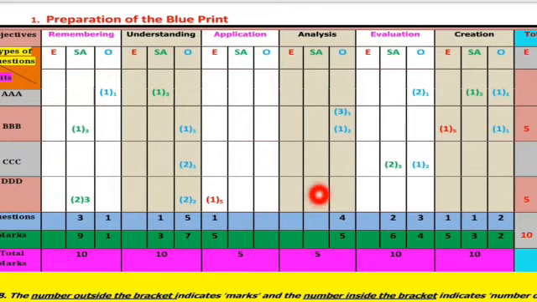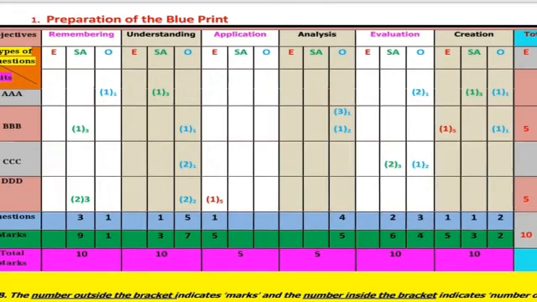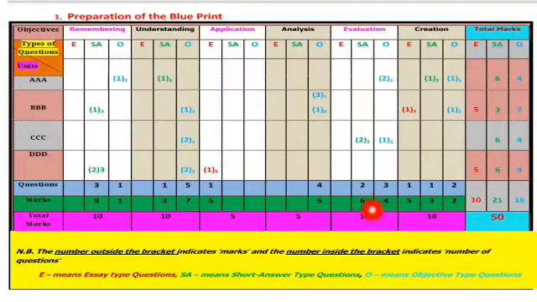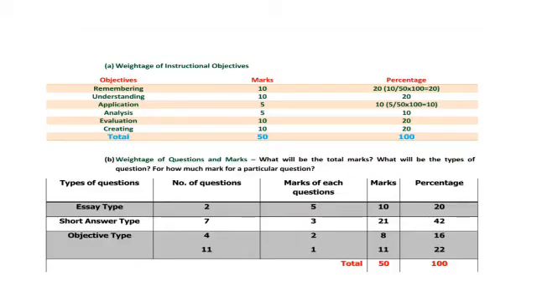So what you do is add up 9 plus 3, 12, plus 6, 18, plus 3, 21. So short answer type of questions, the marks should be 21. So is it 21? Yes, it is 21. Clear?